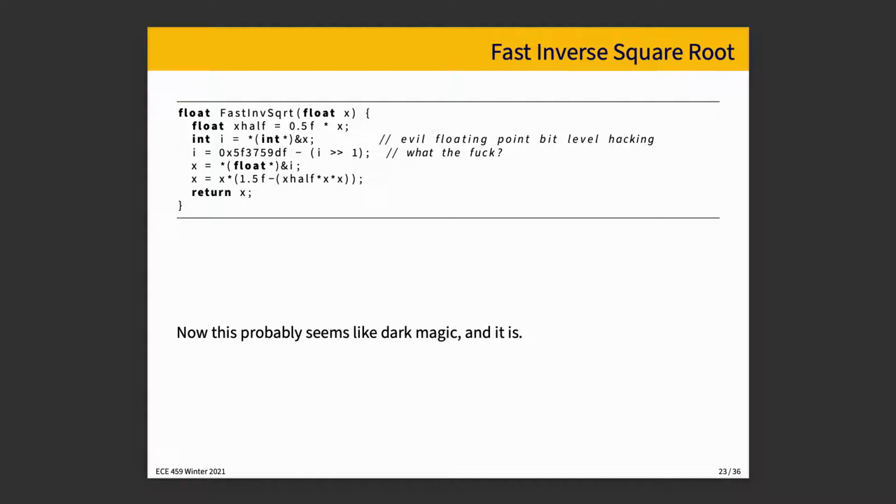And here is the original code for fast inverse square root. There's a bad word on the slide. Oh no, clutch your pearls, retire to your fainting couch.